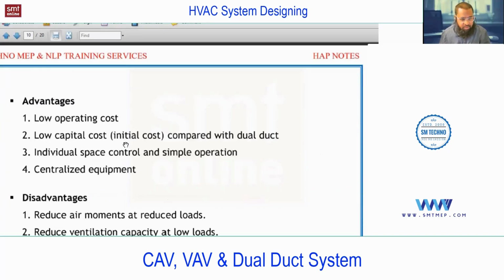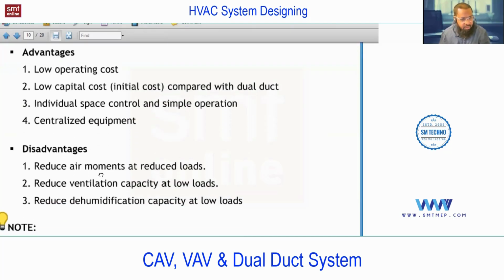Here you see the advantages of VAV: low operating cost. It means there is no waste of energy, as per the requirement. Low capital cost. Capital cost compared with the dual duct, not with the CAV. Compared to CAV, the initial cost is more. Next, individual space control and simple operation, and centralized equipment, central type of AC.